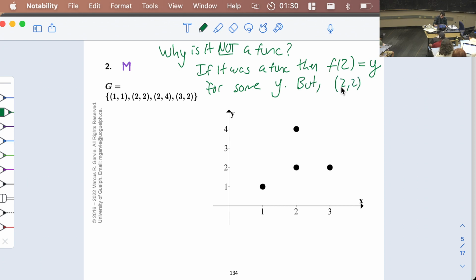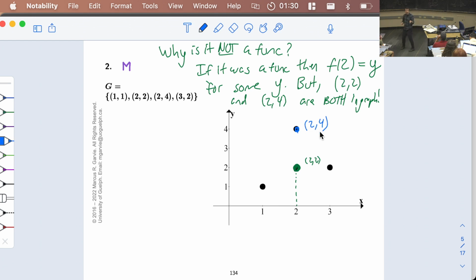But (2, 2) and (2, 4) are both in the graph. So there's a problem here because at x equals 2, there's (2, 2), but there is also this other annoying point, (2, 4). And so there is no way to know what is the value of y. It could be 2 or it could be 4. It's not specified by this graph. So therefore, there is no value of y that works.